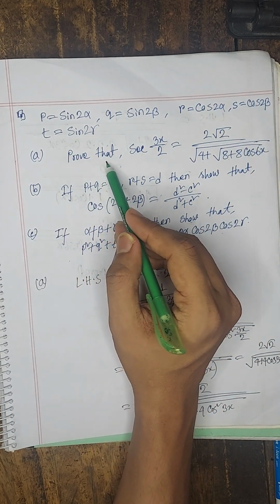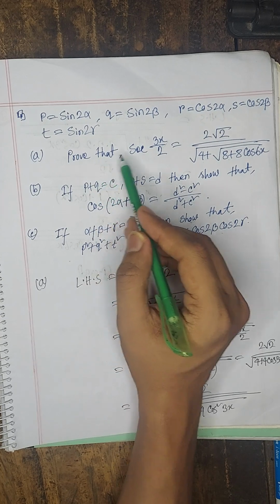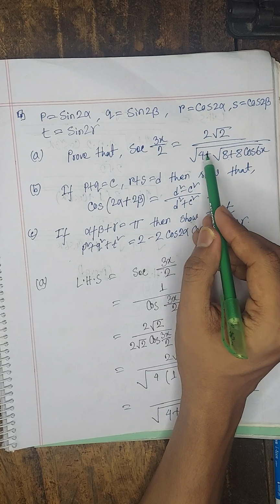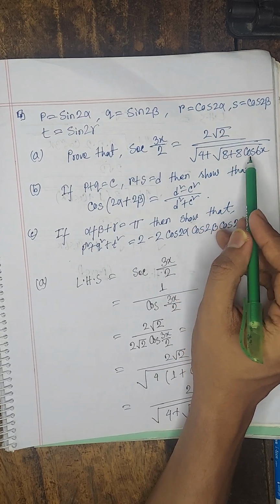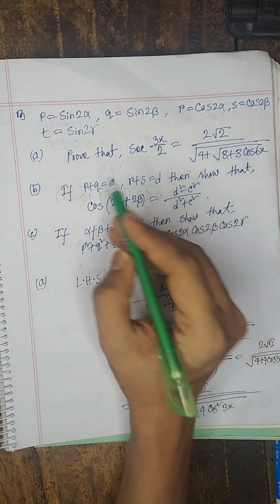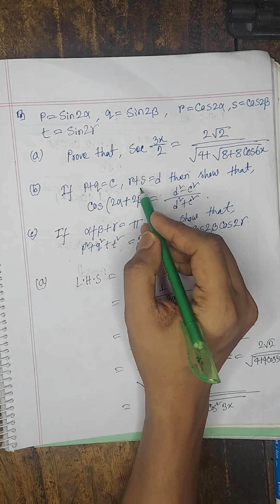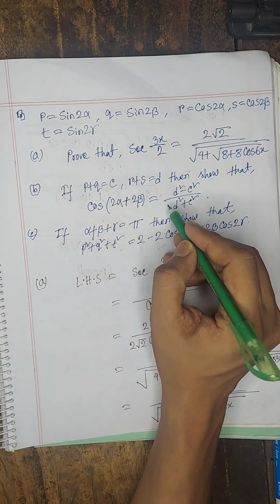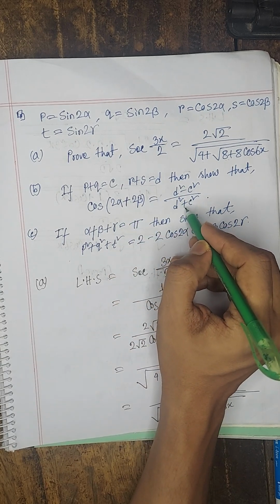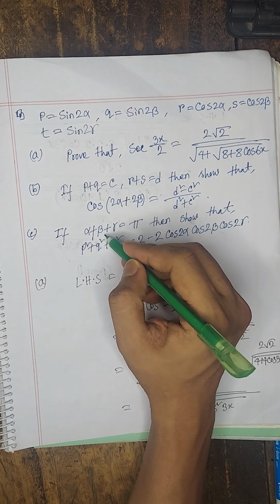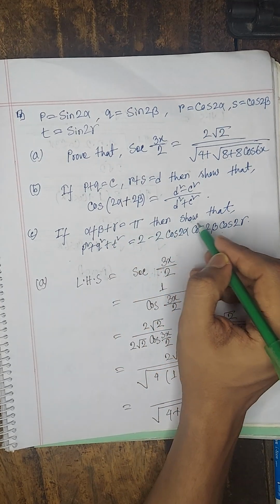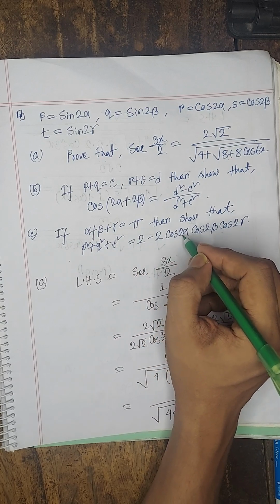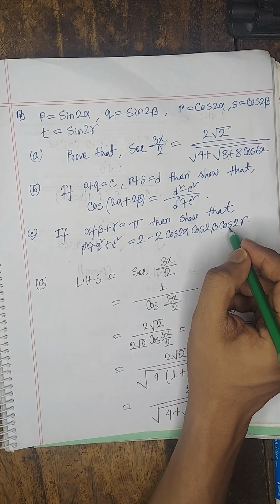Then we first have to prove that sec 3x by 2 is equal to 2 root 2 divided by the square root of 4 plus root over 8 plus 8 cos 6x. And if P plus Q is equal to C and R plus S is equal to D, then we have to show that cos (twice alpha plus twice beta) is equal to (D square minus C square) divided by (D square plus C square). And if alpha plus beta plus gamma is equal to pi, then we have to show that P square plus Q square plus T square is equal to 2 minus 2 cos twice alpha cos twice beta cos twice gamma.